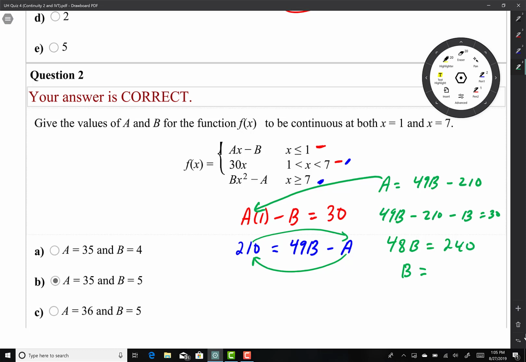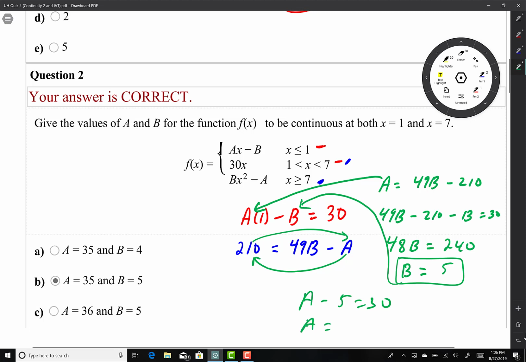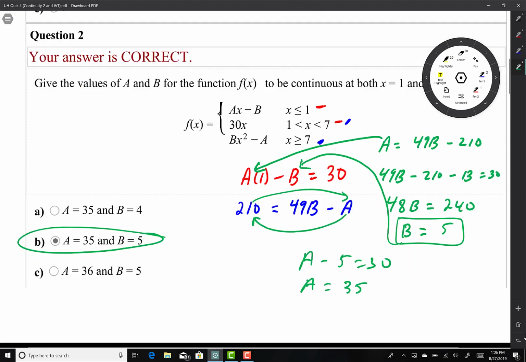And I got 5. So now that you know that b is 5, you can just plug it in right here. So a minus 5 equals 30. So a has to equal 35. And there it is. Alright, let's go to the next one.